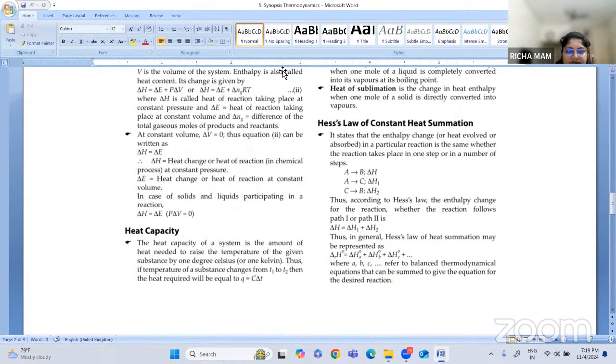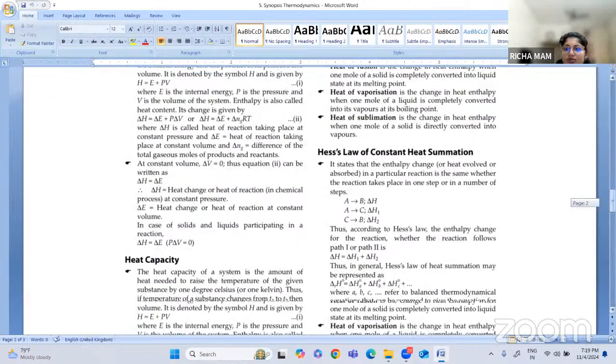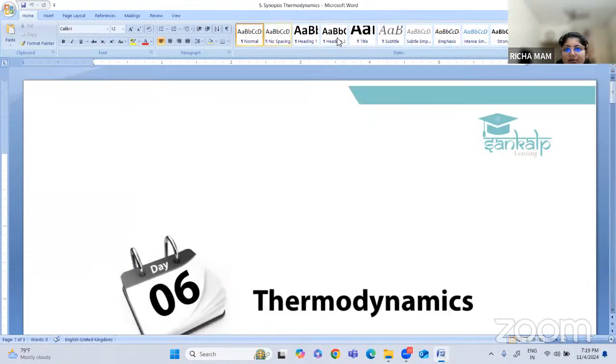I hope everything is clear. Fine. So by this we have completed the chapter thermodynamics. In the next class we are going to see the next chapter, that is equilibrium. Before coming for the next class, please read something about equilibrium. In equilibrium you have ionic equilibrium, and you're going to see the different acid base concepts. So please read before coming to the class.